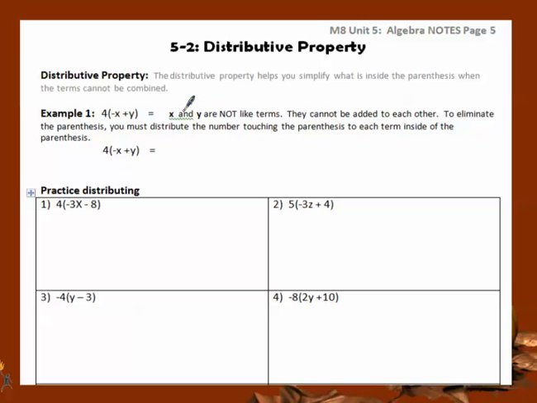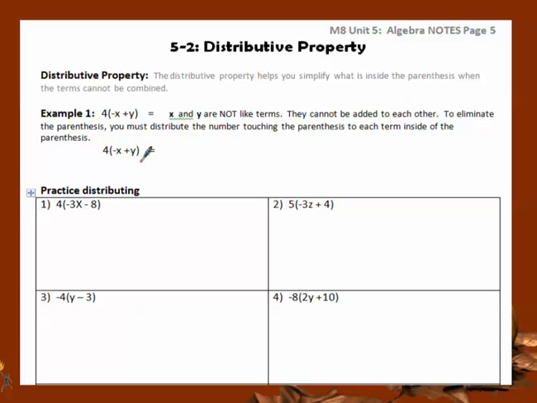Class, today we're going to be in Notes section 5-2. We're going to be talking about the distributive property, and I'm on Notes page 5 in your binder. So, the distributive property. The distributive property helps to simplify what is inside parentheses when the terms cannot be combined.